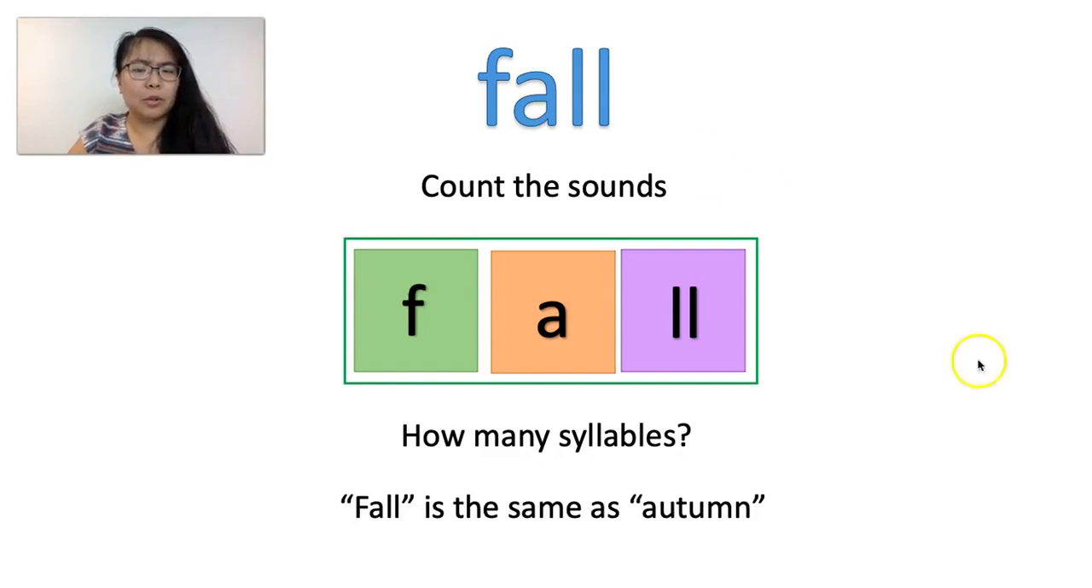So if you hear the word autumn, this is autumn, it is the same as fall. It is the same thing. They are equal. Fall is autumn. Autumn. This N you see at the end is silent. It's a silent N. You don't hear it. It's just spelled like that for reasons.